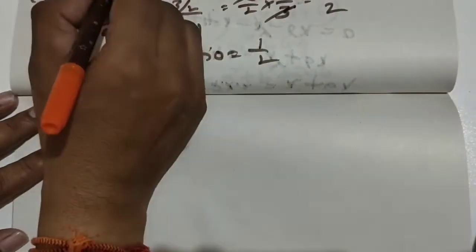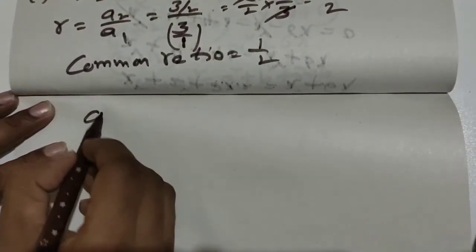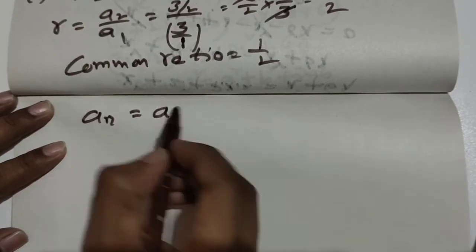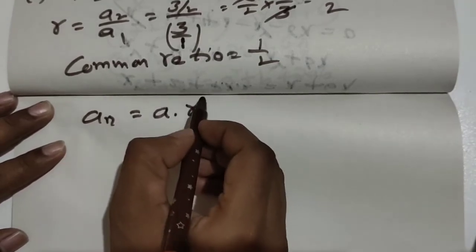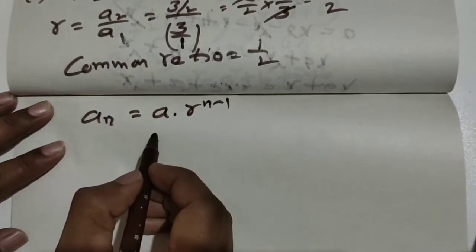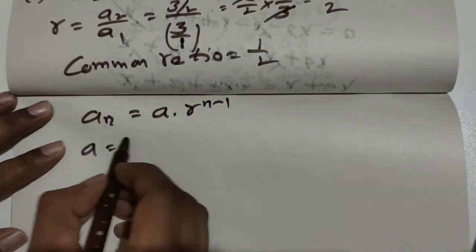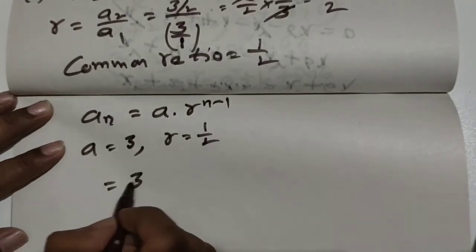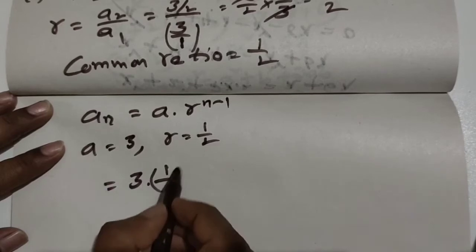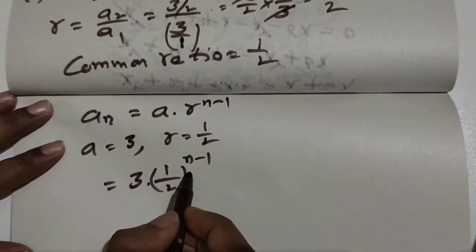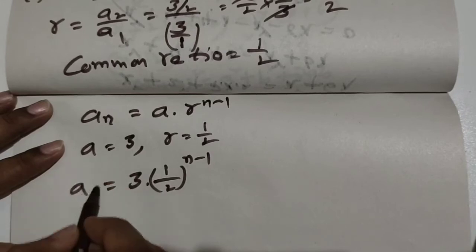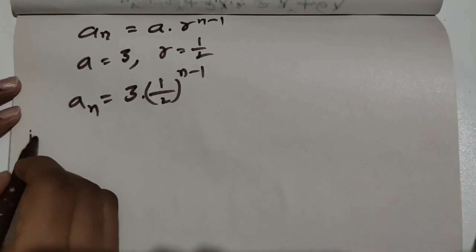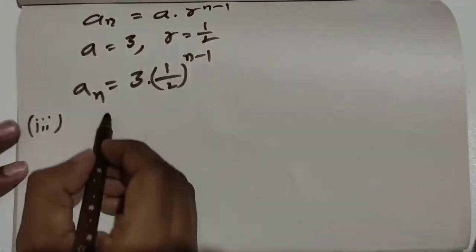So here we need to get An. What is An? An is equal to A into R to the power of n minus 1. Here A is the first term 3 and the R value is 1 by 2. So that is simply 3 into (1 by 2) whole to the power of n minus 1. Simple sum. And the remaining you can do easily.